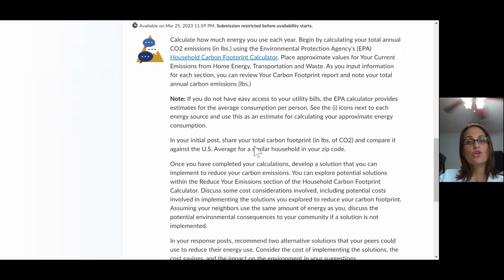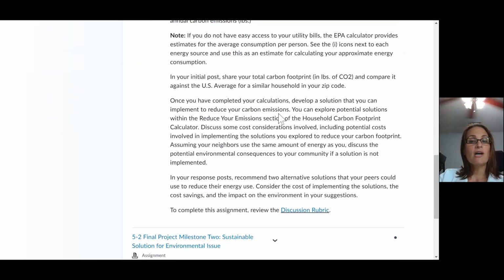So for your initial post, you're going to share your total carbon footprint, and this is in terms of pounds of carbon dioxide being emitted. And then compare it with the average household within your community, your zip code. Once you complete your calculation, you can develop a solution that you can implement to help reduce your carbon emissions.